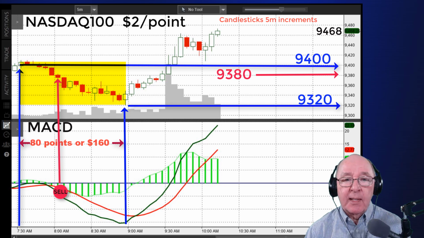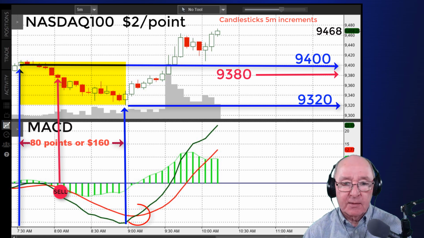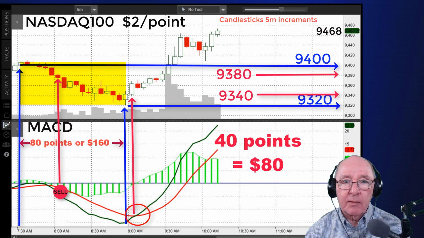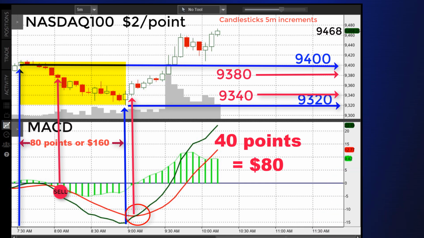So what we have to go by is the convergence of the red and green lines down here, just a little bit after 9 o'clock in the morning. And let's say we manage to close this trade out at 93.40. So we make a total of 40 points. That's $80, and it only took about 40 minutes for the trade. And we got about half of a possible $160 with a time machine.